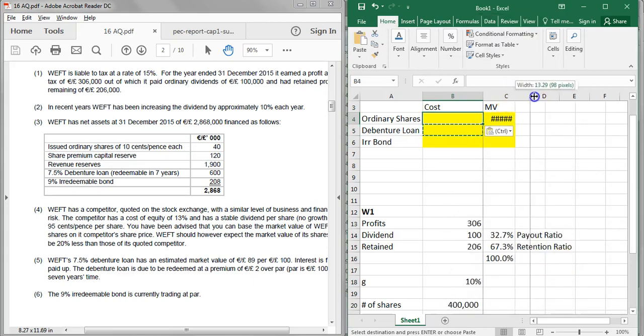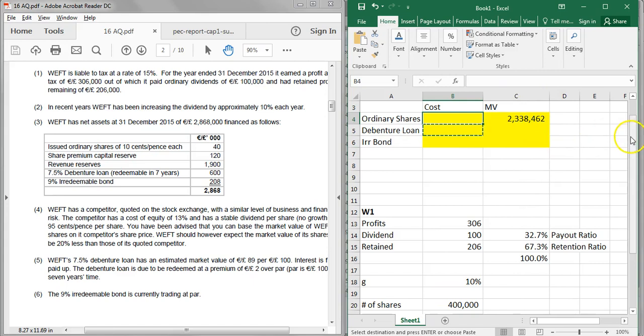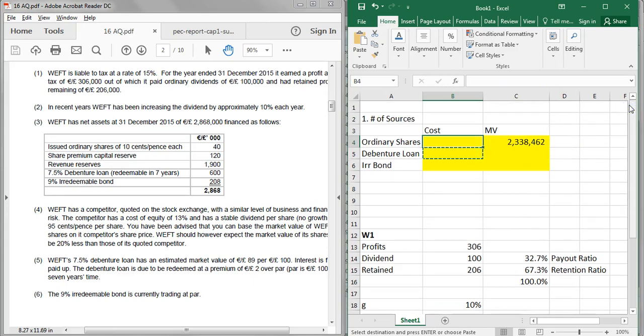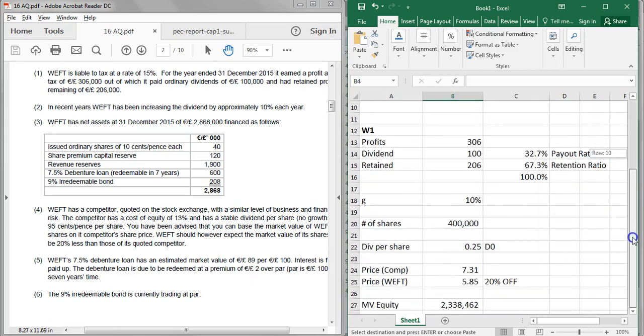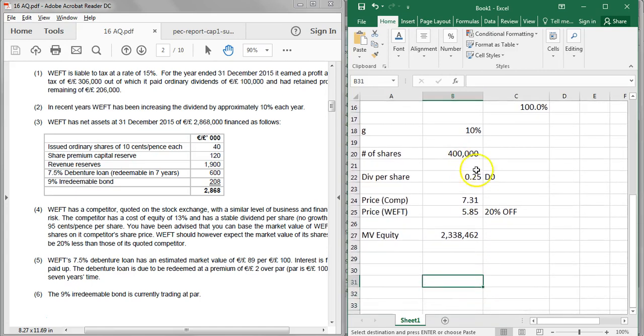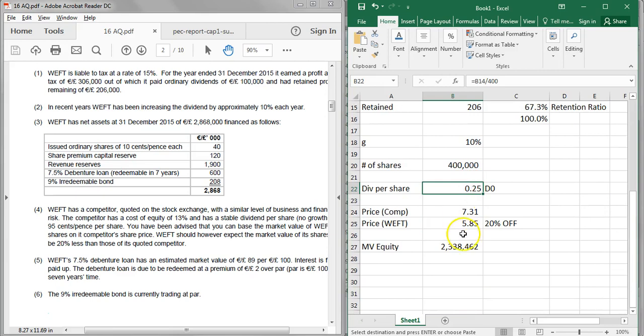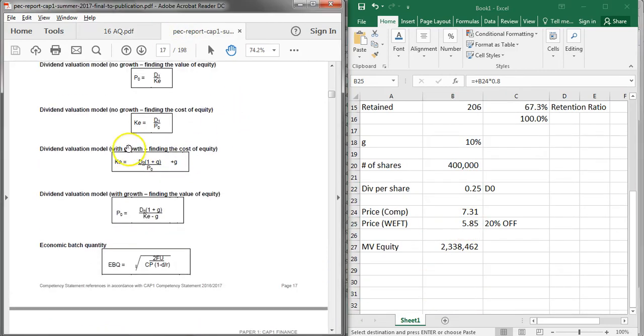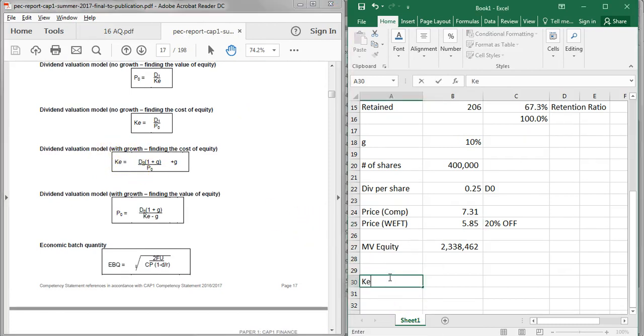So let's open up this. So we now have one market value. There's two ways to get the cost of equity, right? You should understand those from your little cheat sheet. You're either going to use CAPM, the Capital Asset Pricing Model, or you're going to use the Dividend Valuation Model. Here we have the growth rate, we have the dividend, we have the price, so we're going to use this formula, the Dividend Valuation Model with growth. And remember, often in Cap 1 the formulas will be given to you, so make sure you know how to use them.